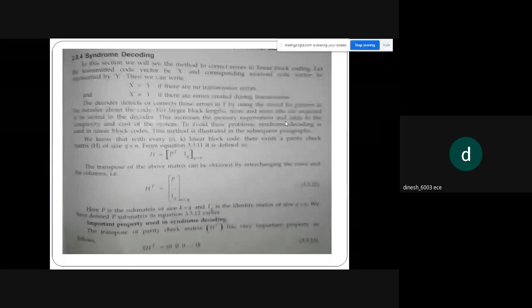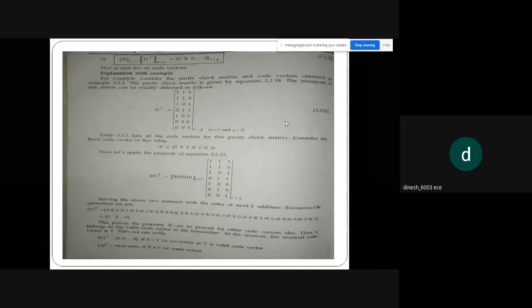Now the important property used in syndrome decoding is that always X H transpose should be 0. X is your information, which consists of message M as well as check bits C. If that is equal to 0, then we can state that the code word doesn't have any errors at all. If XH transpose is always 0, we can assume that in the transmitter part there are no errors. Where do we get errors? Mostly we get errors only in the receiver part.